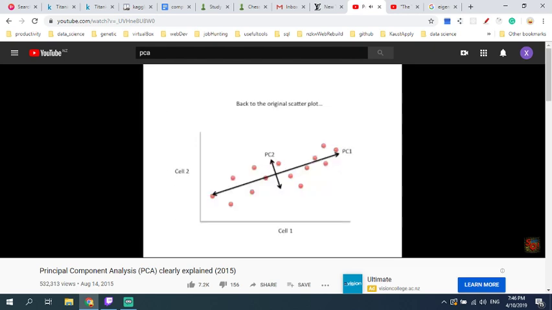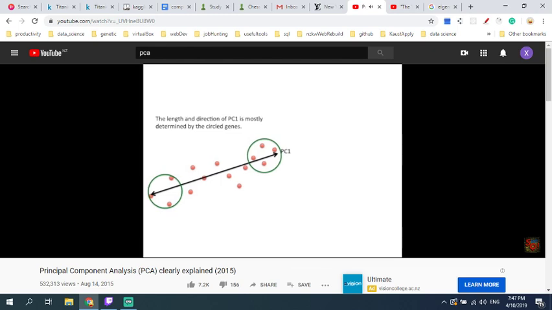To answer your question, we're going to go back to the original scatter plot for 2 cells. For now, let's focus on principal component 1. The length and direction of PC1 is mostly determined by the circled genes, the genes on the endpoints, or the extreme genes. Now we're just going to move the graph over to the left side of the screen so we can put other interesting things on the right side.